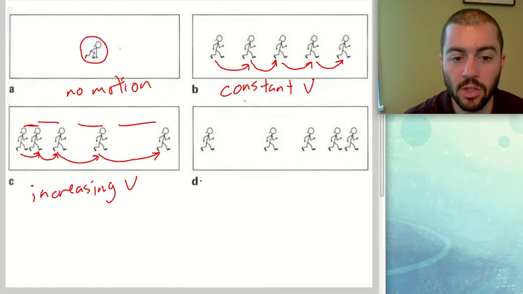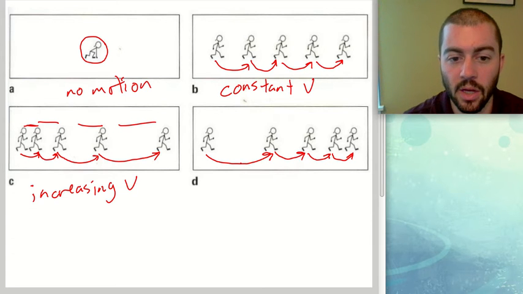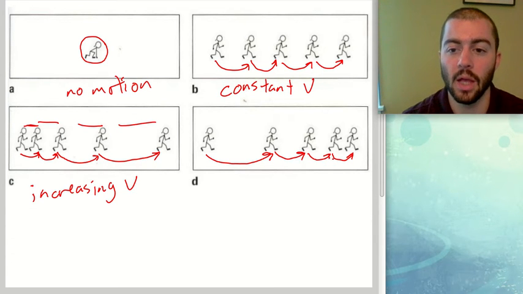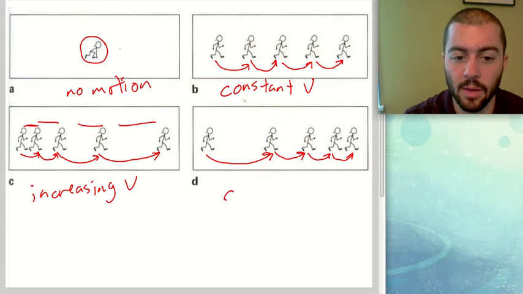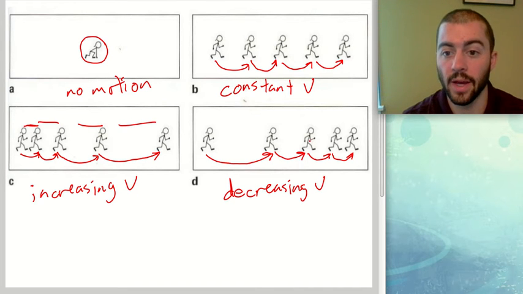And then if we look at picture D, we have a big space here, slightly less spacing here, less spacing and less spacing. Because the spacing is decreasing over time, we can tell that the velocity is decreasing over time. So this would be a decreasing velocity because the spacing is getting smaller and smaller each time.